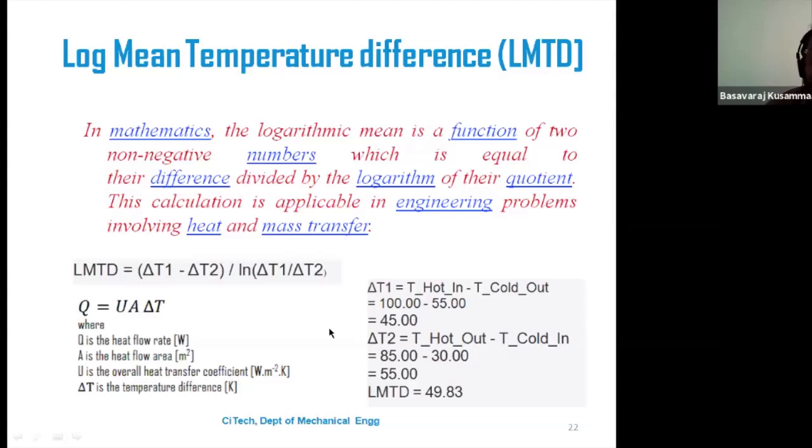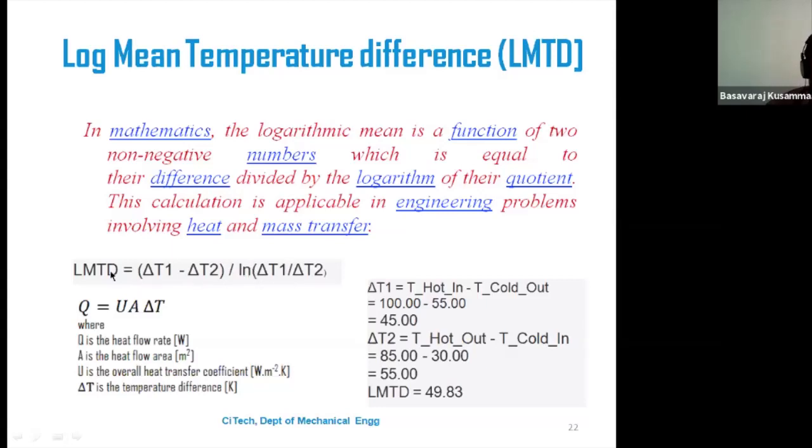Suppose I give an example. Delta T1 is equal to T hot fluid inlet temperature minus the outlet temperature of the cold fluid, which is 100 minus 55, equal to 45. For example, delta T2 is the T hot fluid outlet, the exit temperature of the hot fluid, minus the inlet temperature of the cold fluid, that is 85 minus 30, equal to 55. Then LMTD can be calculated using this equation.